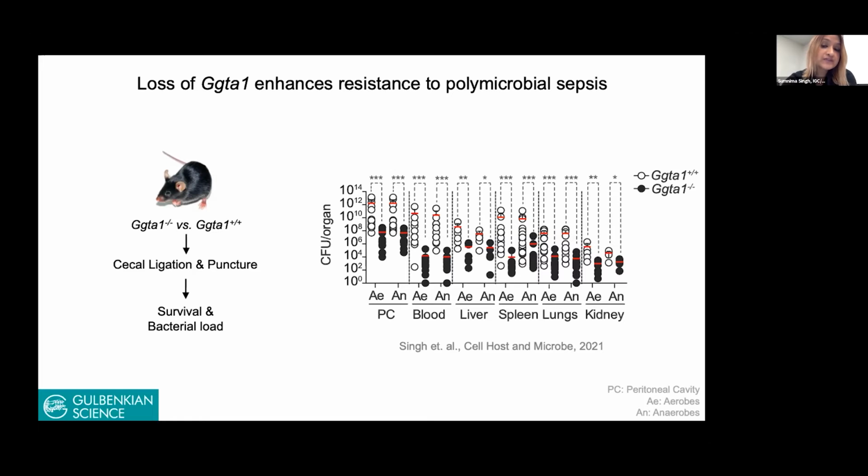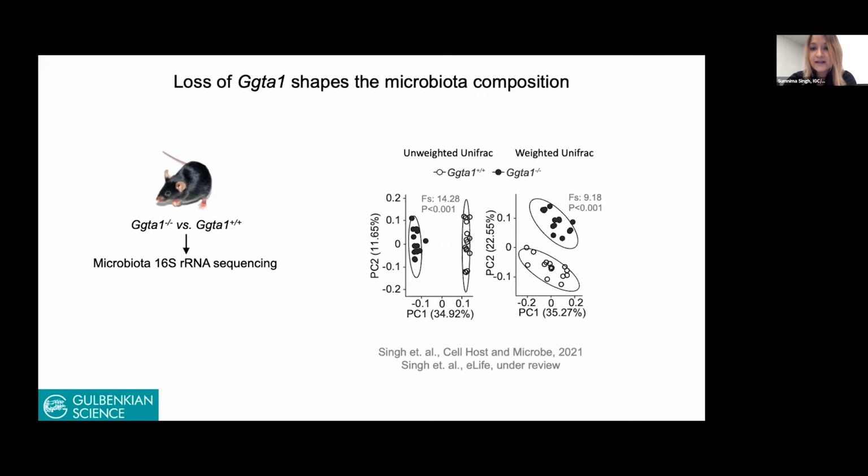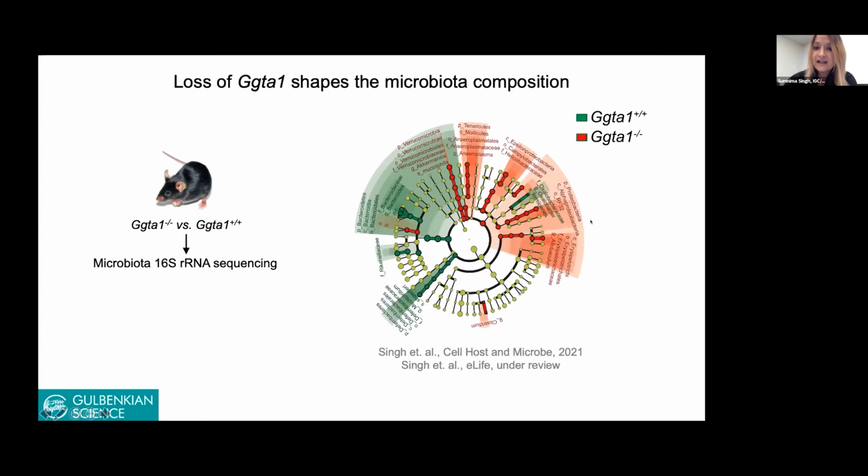Now, since the outcome of CLP is influenced by the microbiota composition, we next sequenced the fecal microbiota of GGTA1 knockout versus wild-type mice. The principal component analysis for both unweighted and weighted UniFrac showed tremendous differences in the bacterial communities of wild-type versus knockout mice, as you can see here. The LEfSe analysis showed several taxa enriched in the wild-type microbiota here in green versus the knockout microbiota here in red, which included several pathobionts, including members of the Helicobacteriaceae family.